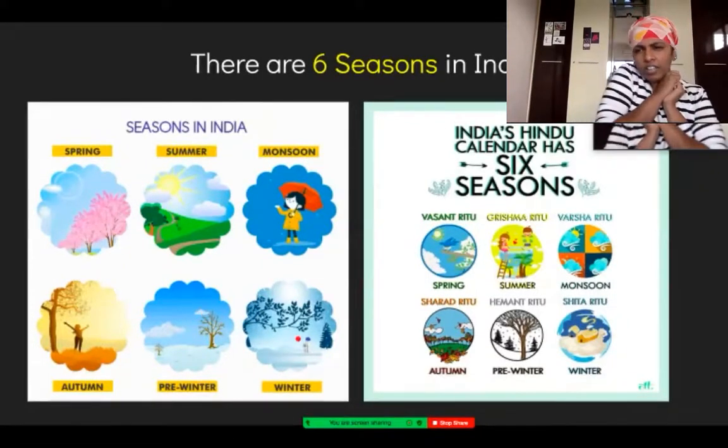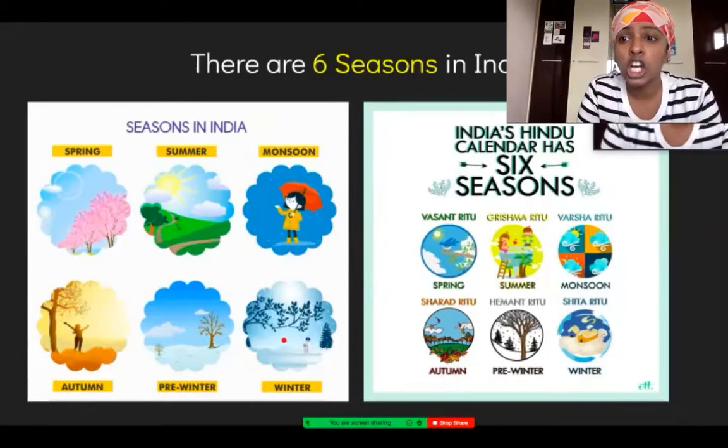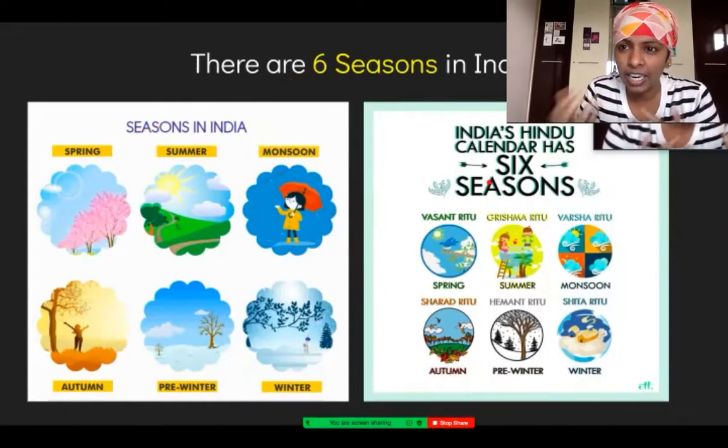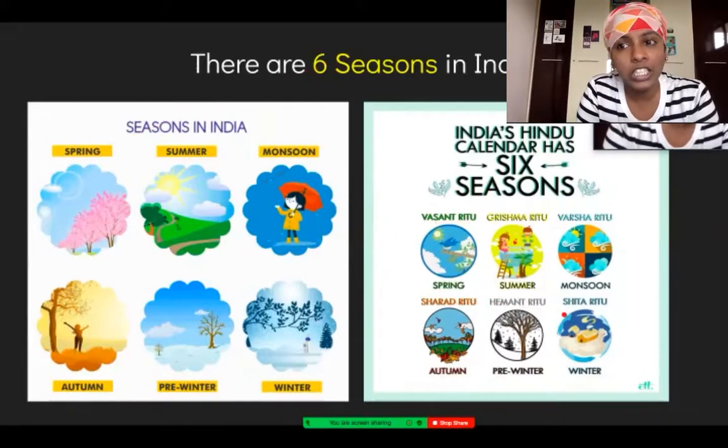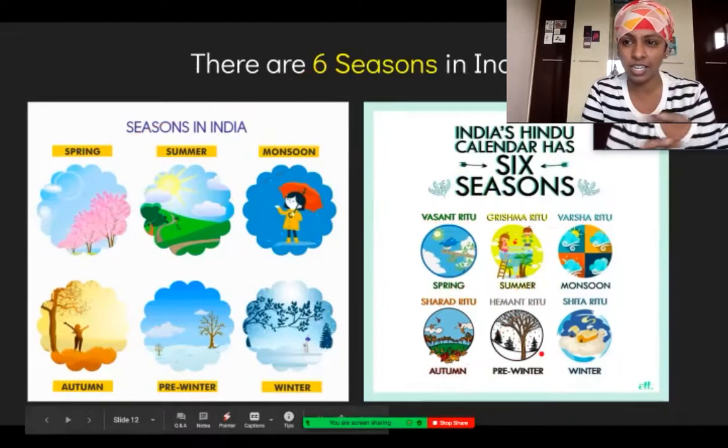And winter is when it becomes very, very cold, and in some places there is snow. So what are the six seasons in India? Spring, summer, monsoon, autumn, pre-winter, winter. In Hindi, these are also called Vasant Ritu, Grishma Ritu, Varsha Ritu, Sharad Ritu, Hemant Ritu and Shita Ritu. Okay? Spring, summer, monsoon, autumn, pre-winter and winter are the six seasons in India.